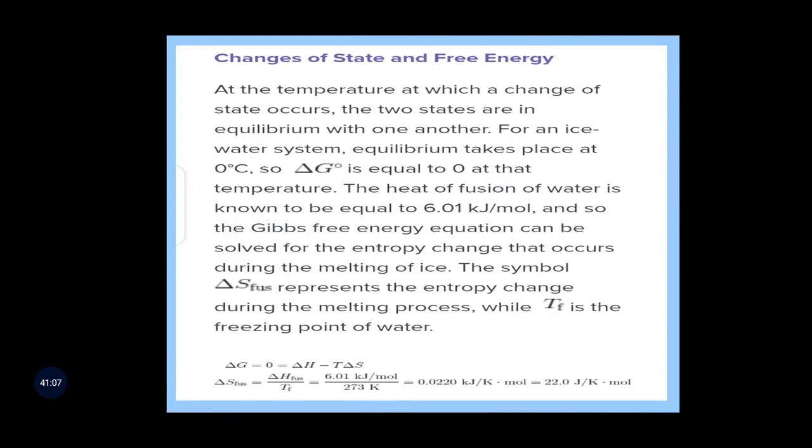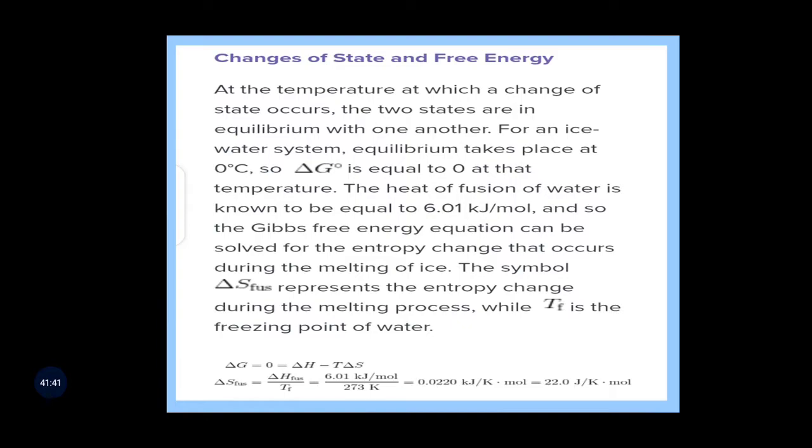Okay, we have change of state and free energy. Now, at the temperature at which a change of state occurs, the two states are in equilibrium with one another. For an ice water system, equilibrium takes place at 0 degrees Celsius. So delta G is equal to 0 at that temperature. The heat of fusion of water is known to be equal to 6.01 kJ per mole.